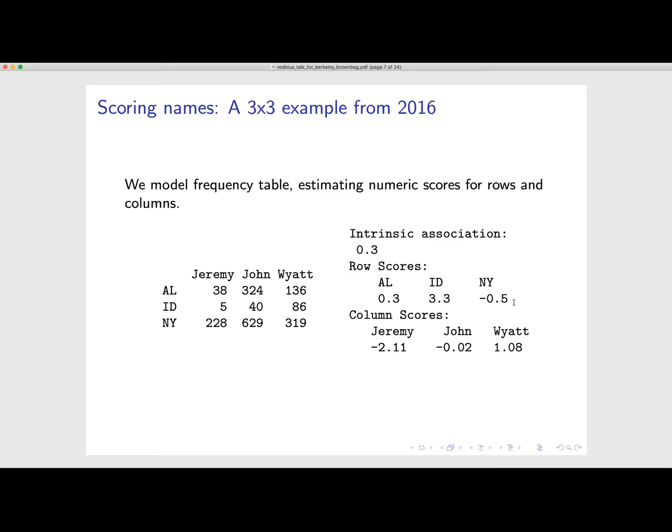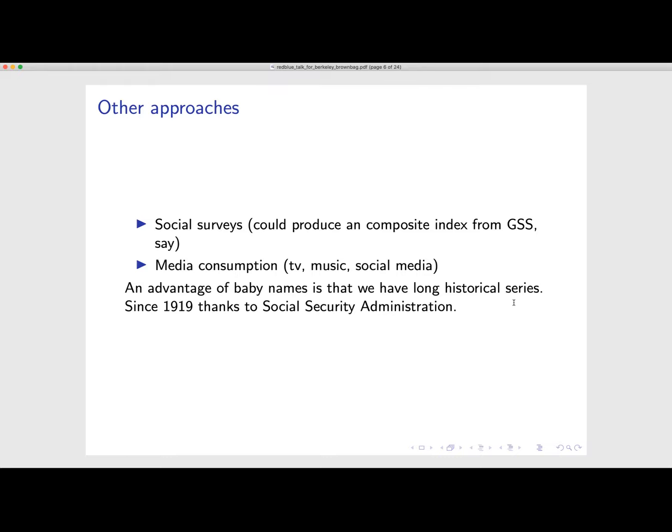Okay, so let's do what we're going to do with a very understandable example. First of all, it's not obvious to me, at least I had to think about it, how you could use these names. How do I know which names indicate red states and blue states? How do I know which states, how am I going to do this? So I knew one tool, I have a hammer, so that's what I'm going to apply to this. And it's Leo Goodman's row-column model.